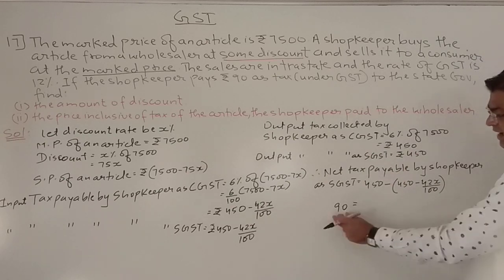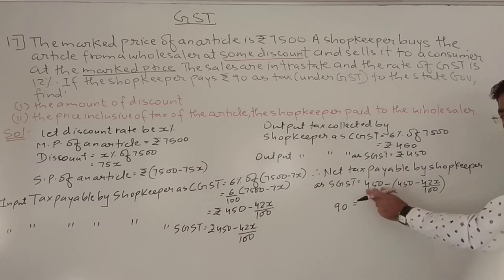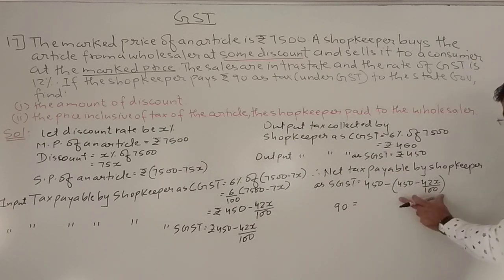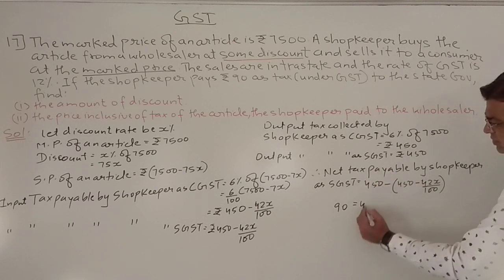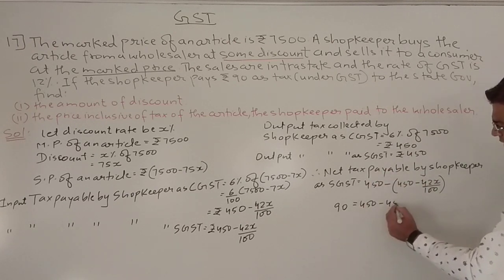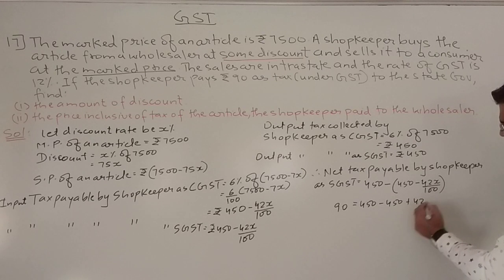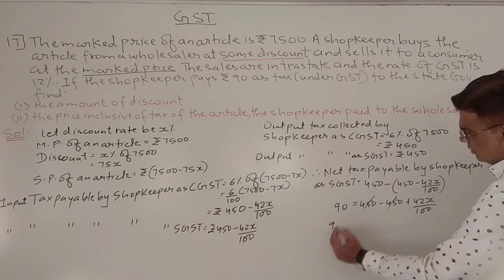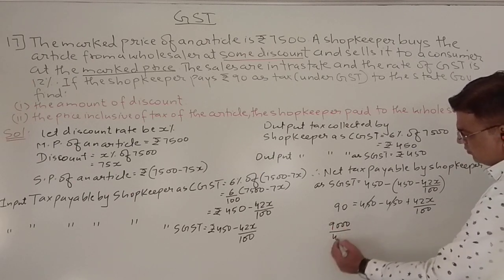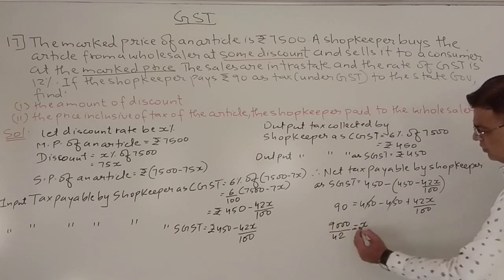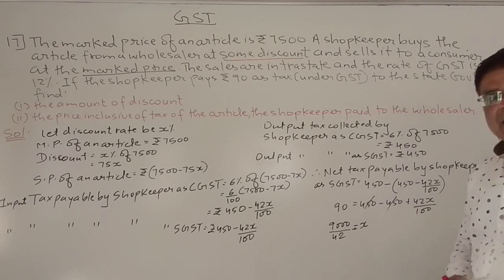So I can say that 90 is equal to output tax minus, this is our input tax. So now just solving the equation. So 450 minus 450 plus 42x upon 100. So these two will be cancelled. And now we just have to solve the equation. So it is 9000 upon 42 is equal to x.